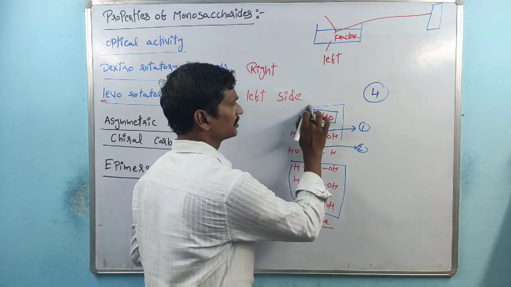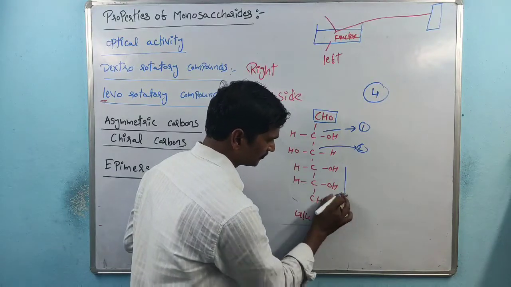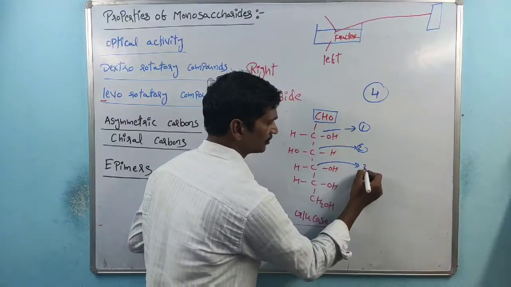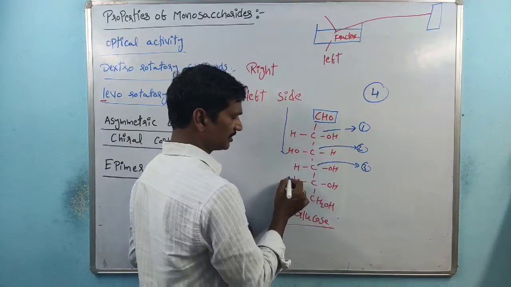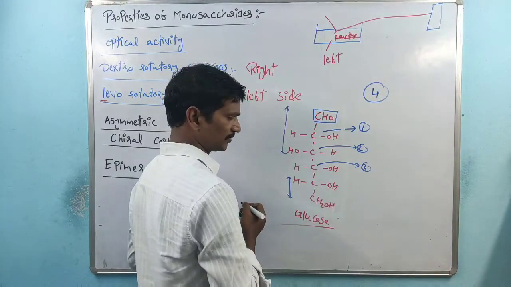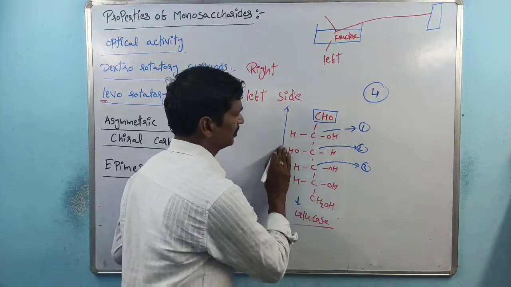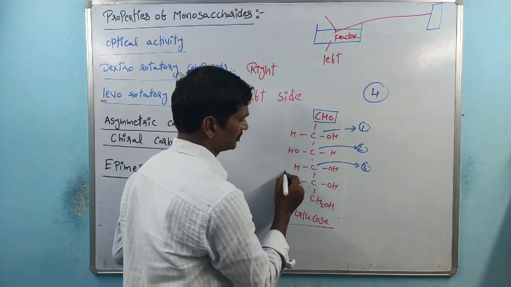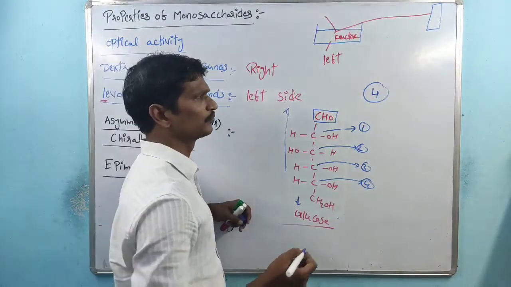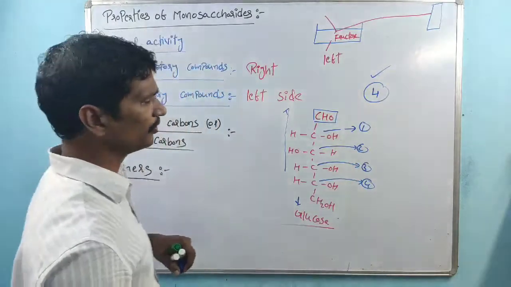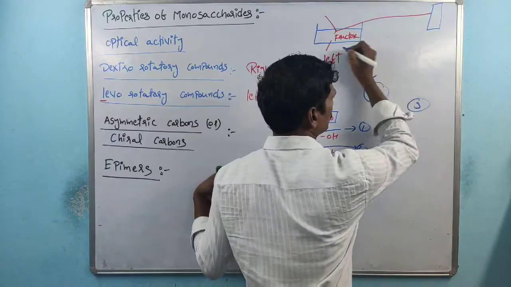And coming to the third asymmetric carbon, this is the third one, because this is one structure and this is another structure. So this is the third asymmetric carbon, right? This is the fourth one, because this is one structure and this is another structure. So within glucose, 4 asymmetric carbons are present. And fructose has 3 asymmetric carbons. Within the fructose, see, this is for glucose.